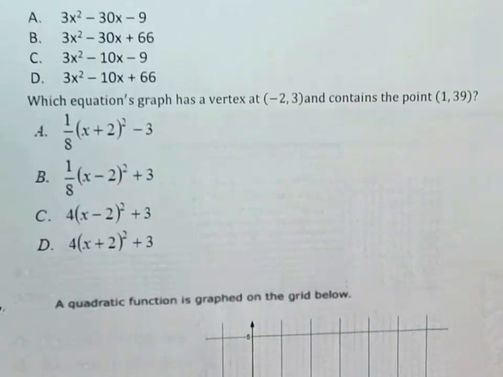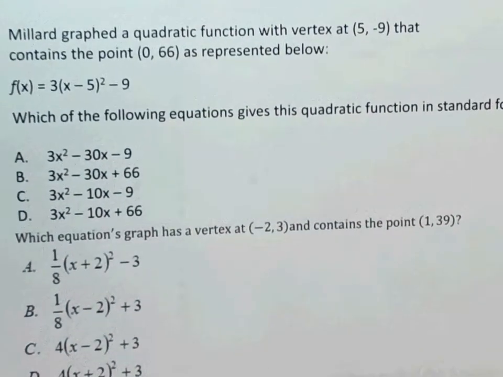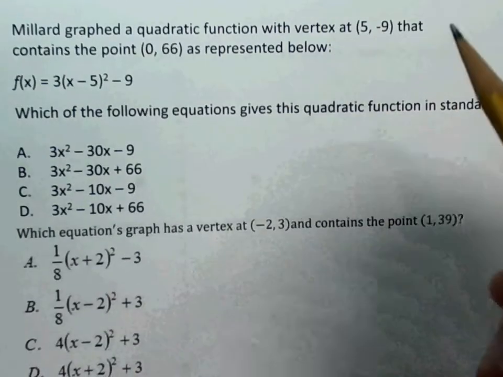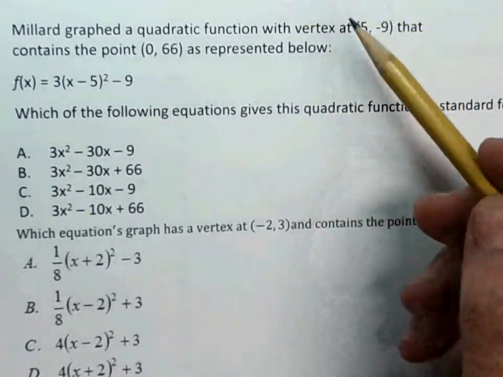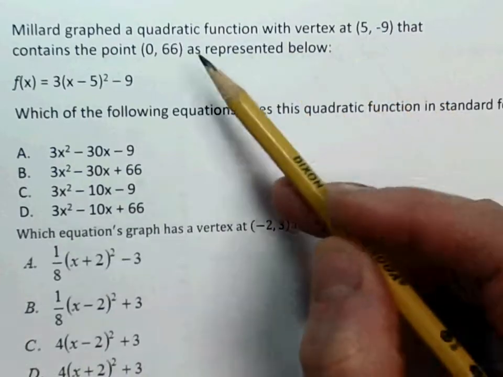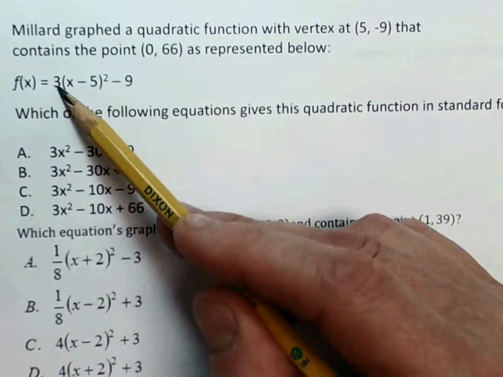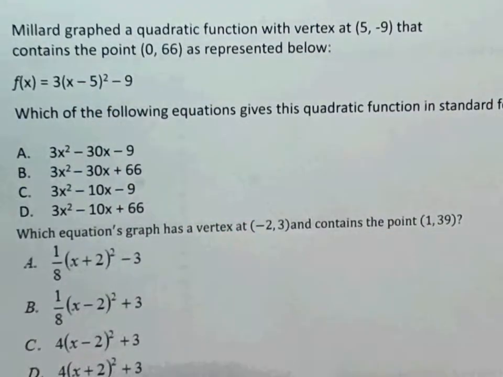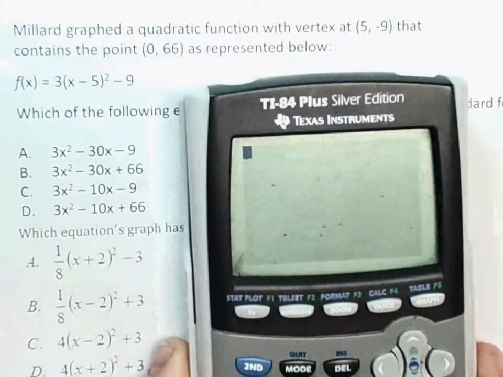All right, problem number 3. Miller graphed a quadratic function with vertex at 5, -9 that contains the point 0, 66. Well, there's no need to solve for A because it tells me A right here. A is 3. So let's just grab our calculator. Let's make this a calculator problem, okay?